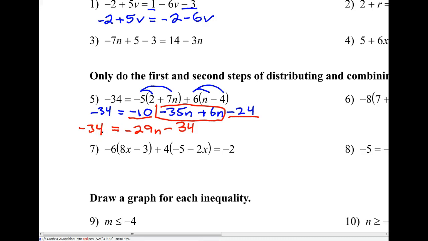Now, statistically, if you're going to miss a problem, it's usually going to be in these first two steps. That's why we're focusing just on these. If we make it to this part okay, chances are you're going to get it right. We really want to look at the first part.